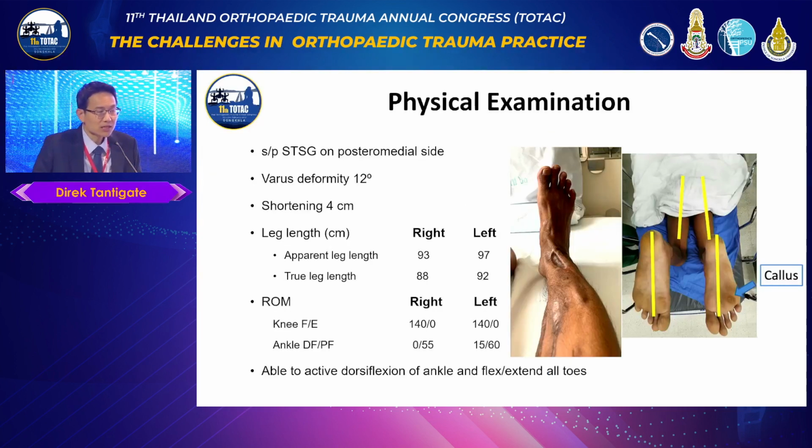The physical examination revealed the skin graft and a varus deformity of about 12 degrees, with shortening of 4 centimeters. The leg length discrepancy is 4 centimeters. The motion is fine, but the ankle is stiff in equinus. The function of the peroneal nerve is still recovering. Now there is a callus at the lateral side of the foot.